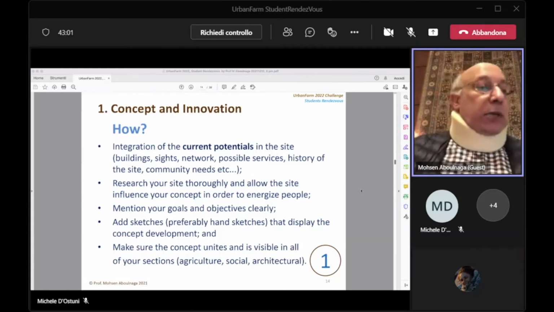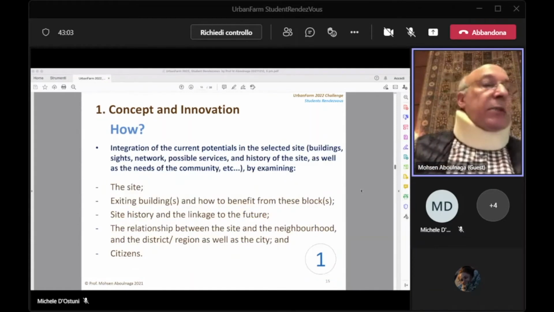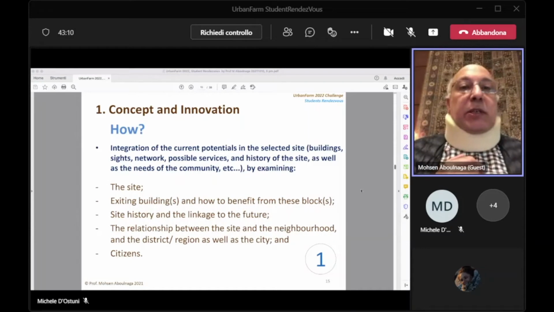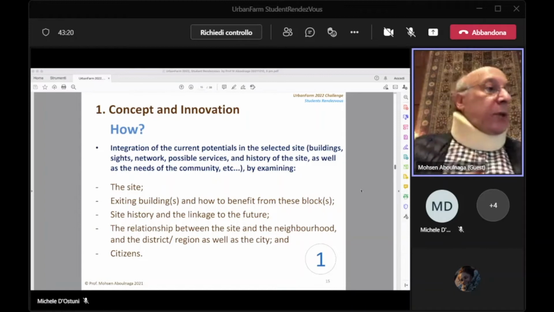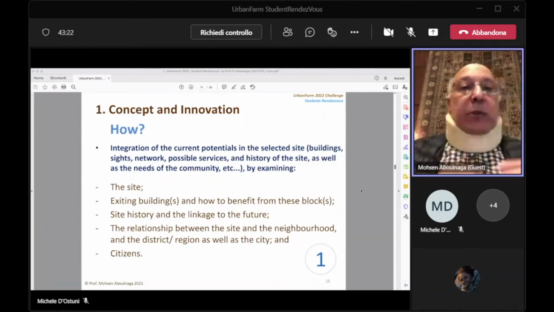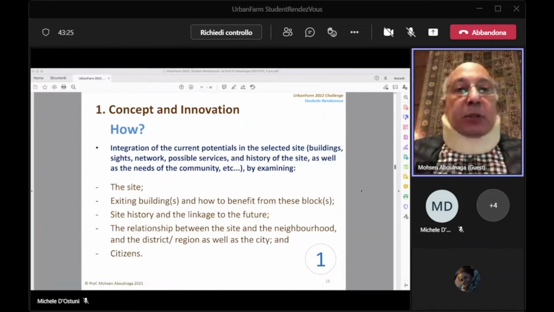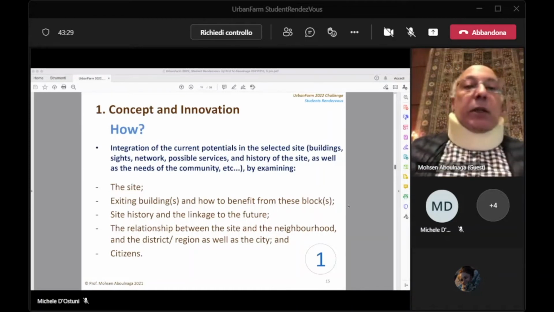Also, in terms of how, next slide, please. Also need to integrate the current potential of the site through the site, existing building. You have to look at the existing buildings, whether it's one building or more buildings, and also how to benefit from these blocks. Also look at the site history, linkage with the future, the relationship between the site and neighborhood, and the district and region at large, and also the city, and finally, integrate that into the citizens.